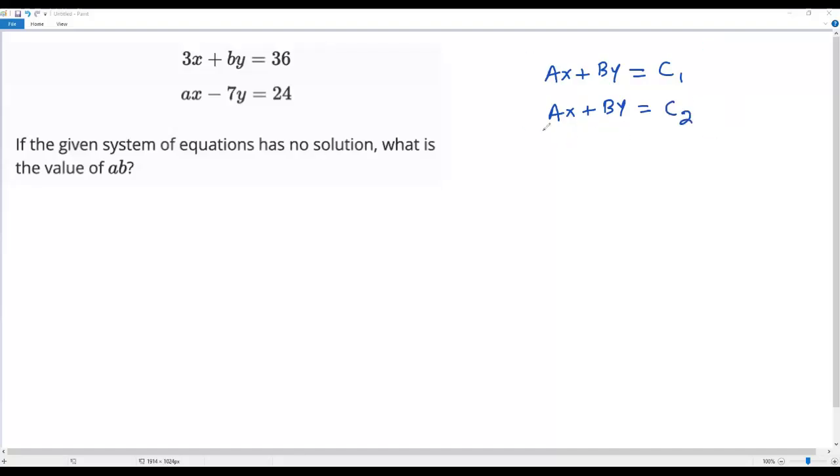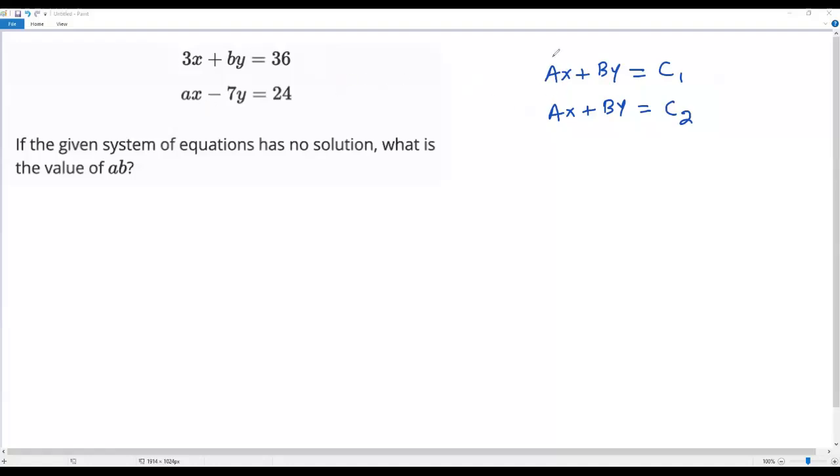In these two linear equations, we have the same coefficient for x and the same coefficient for y, but the constants on the right side are different. So whenever we have two linear equations in standard form like this, the lines given by these equations will be parallel, and the system has no solution. Already the question says that this system of two linear equations has no solution, so these two lines must be parallel, and also they are in standard form.